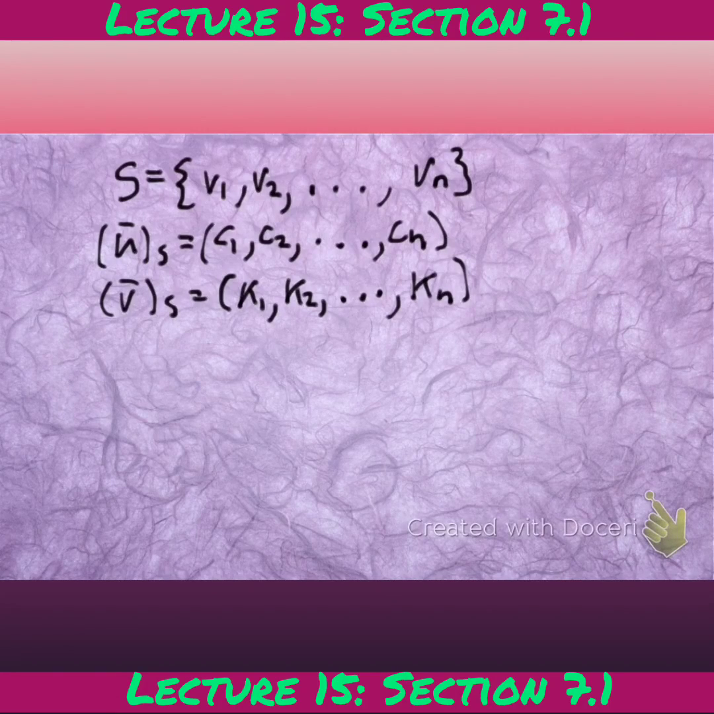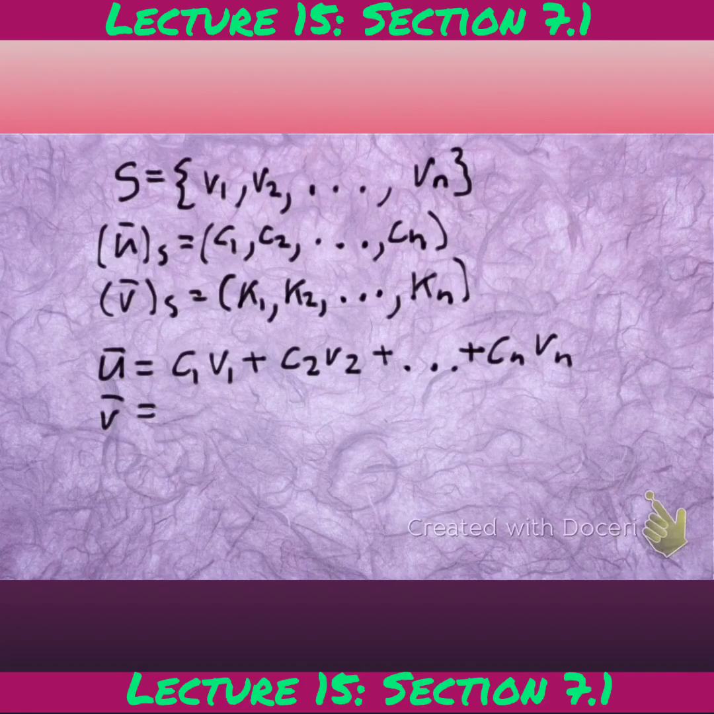Just to see why this is the case, if you look at S, which is an orthonormal basis, and you look at the coordinate vector of u with respect to the basis S and the coordinate vector of v with respect to the basis S, then we know that we can write u as a linear combination of the mentioned vectors. And you can express the vector v likewise.